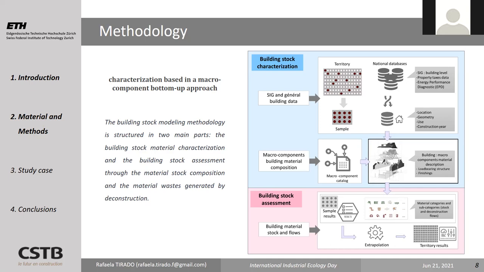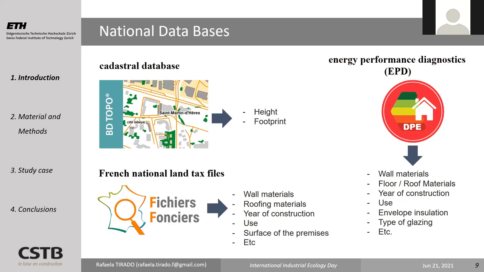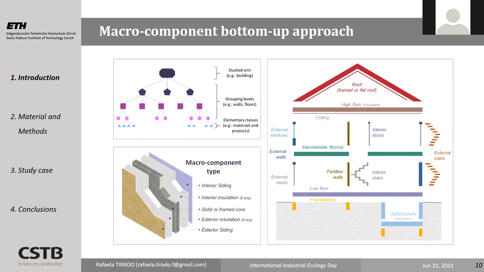So when we have all this information at the end for the sample, we can extrapolate for the territory. Here we have the three databases: the cadastral database, a French national land tax file, and an energy performance diagnostic database with information about materials and the geometry of buildings. Then with the macro component bottom-up approach, we can have all the description for every building in the sample.